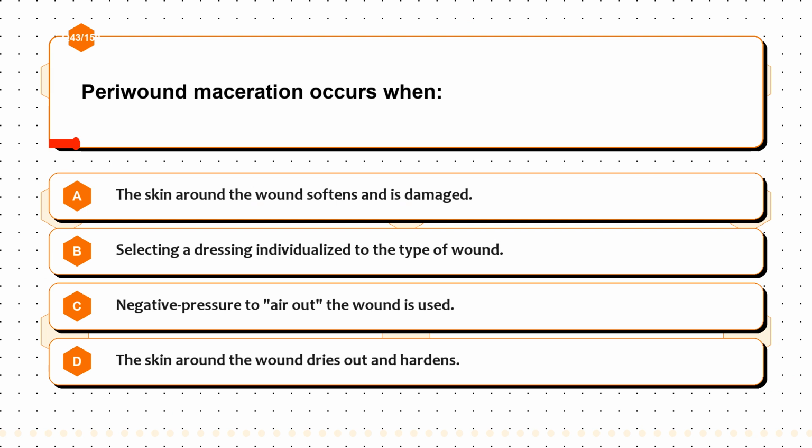Question 43. Periwound maceration occurs when? Here are the options. Option A, the skin around the wound softens and is damaged. Option B, selecting a dressing individualized to the type of wound. Option C, negative pressure to air out the wound is used. Option D, the skin around the wound dries out and hardens.